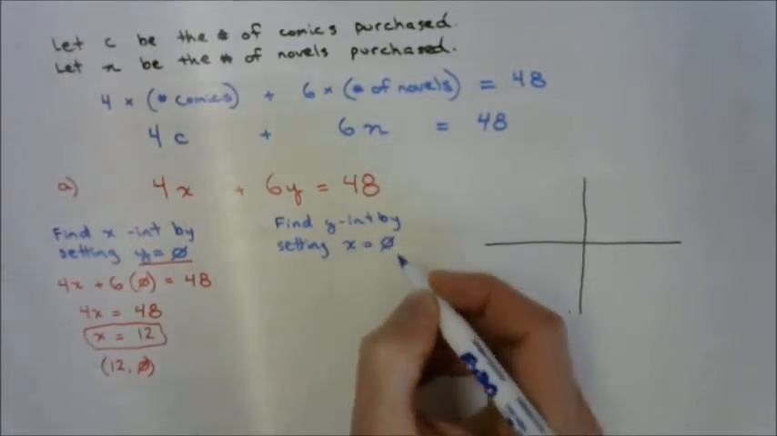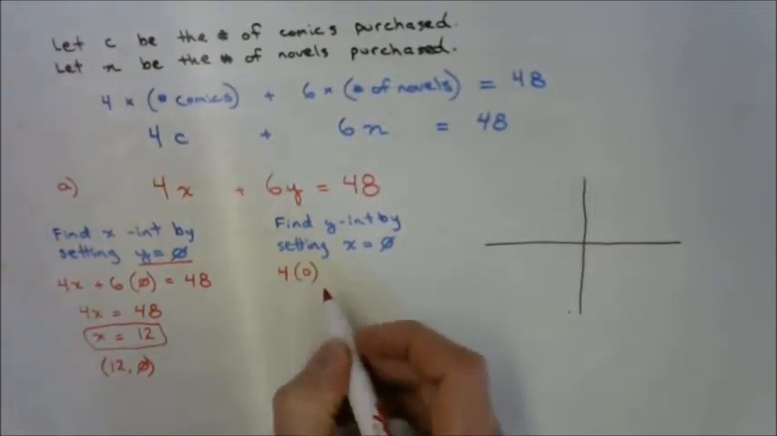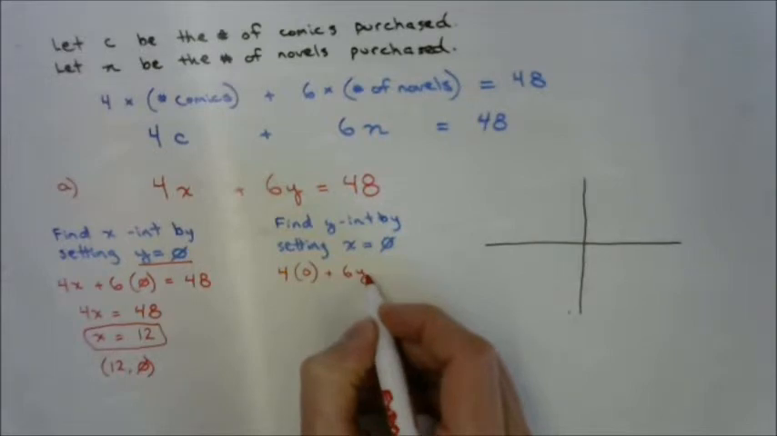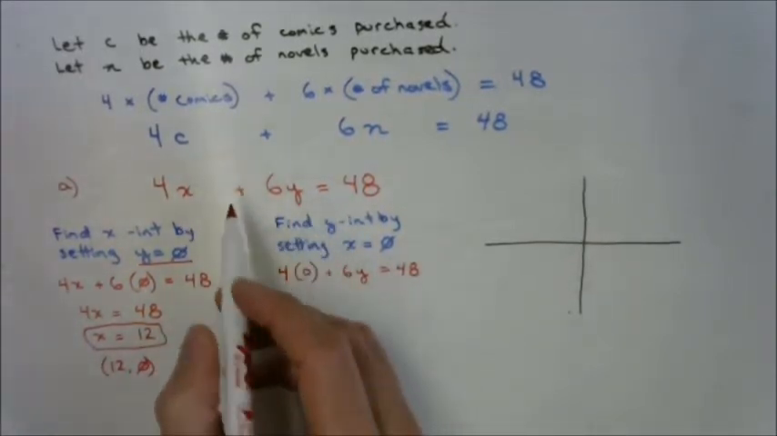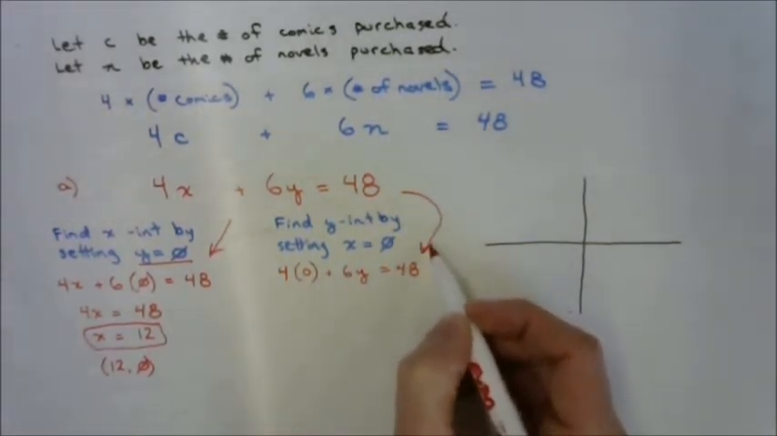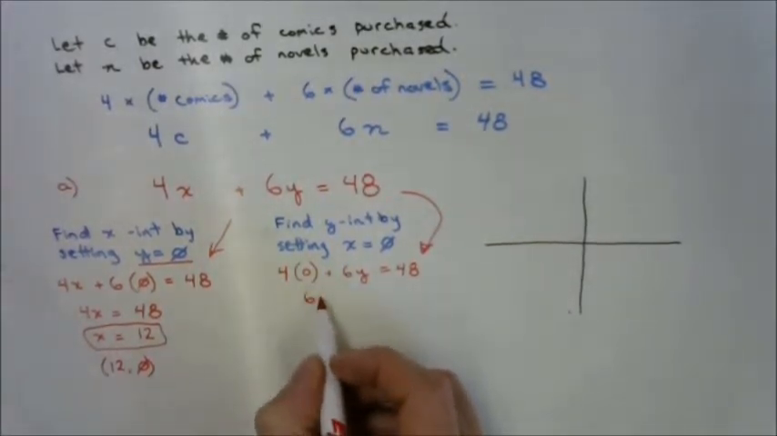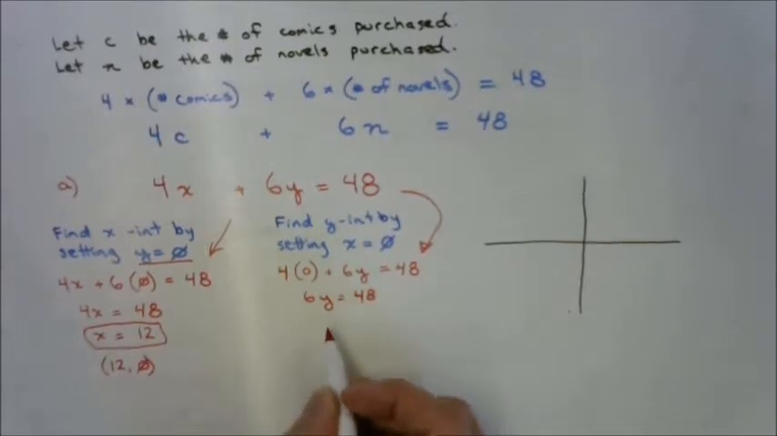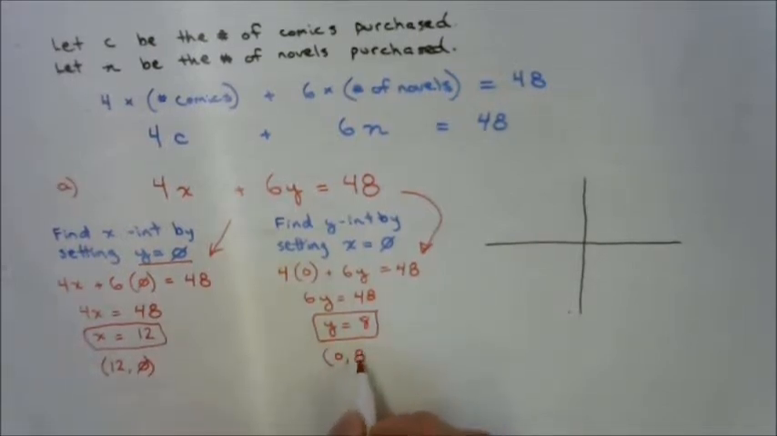Setting x equals 0. So now I have 4 times 0 plus 6y equals 48. Notice I just took my original equation again. First I put it in here with y equals 0, then I put it in here with x equals 0. Follow it through. 4 times 0 is 0, so I'm left with 6y equals 48. Y equals 8, which tells me that the point (0, 8) is on the graph.